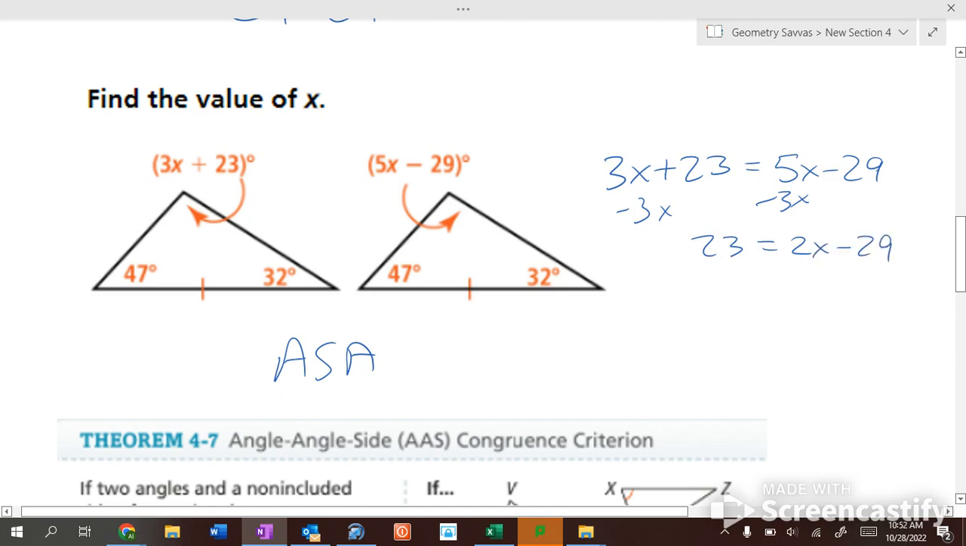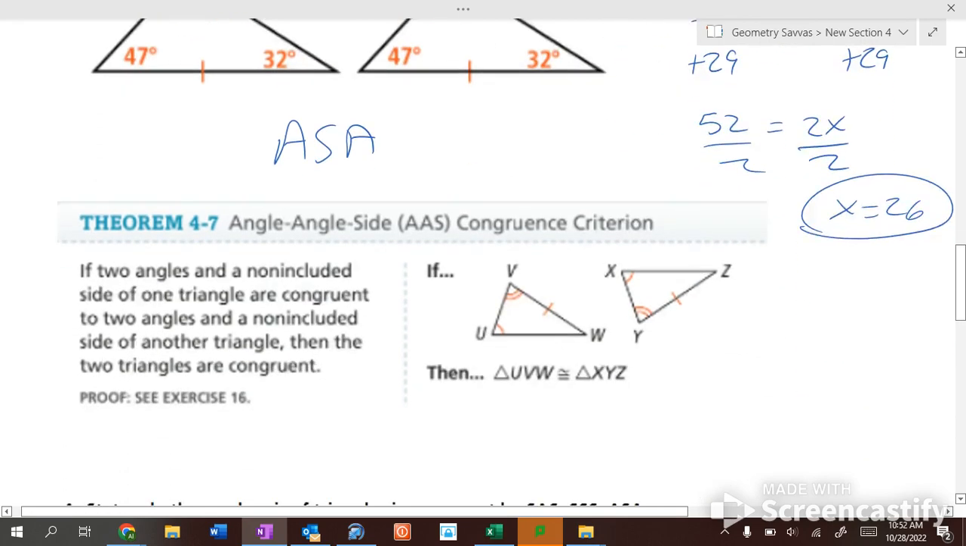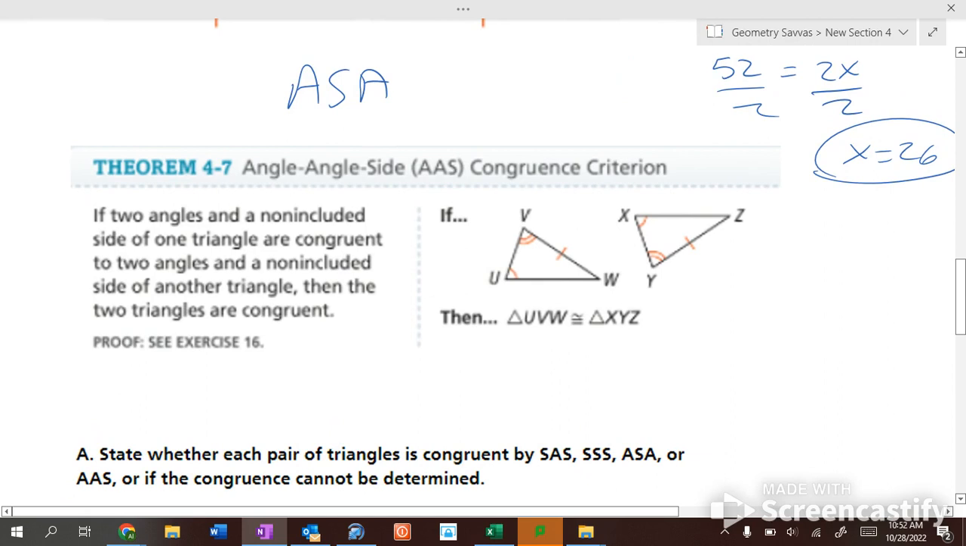Cole, what do I do to each side now? Add 29 to each side. So you get 52 equals 2x. And then what's my last step here, Albert? How did I get x alone? By dividing. Divide by 2 on each side. X equals 26. Okay? Now, besides angle, side, angle, I have angle, angle, side.